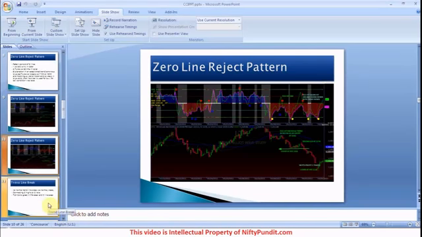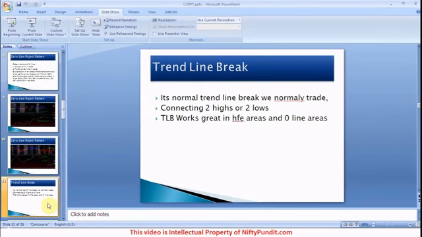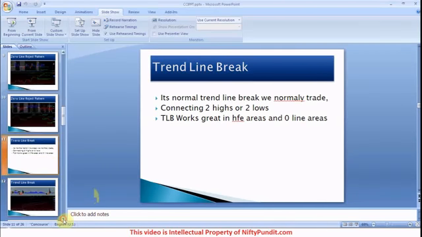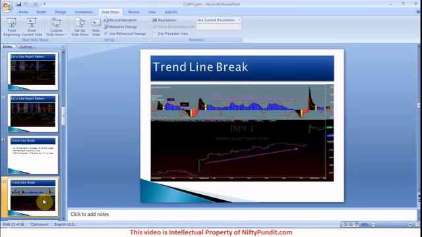Okay, so we are going to see the second pattern, that is trend line break. It is the normal trend line we use in trading daily, connecting two highs and two lows, and trend line breaks work great in HFE areas as well as in zero line areas. Let's see.